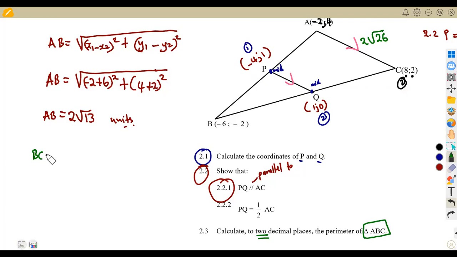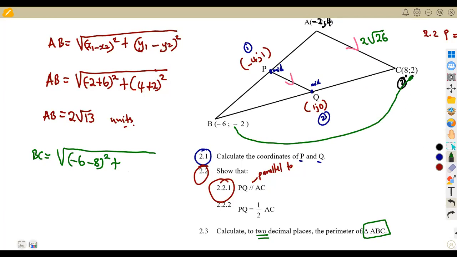So this is BC. I'm not going to write out the formula already. We have our formula x1 minus x2. So on BC, we're going to subtract the x values together: minus 6 minus 8 squared, plus the y values, minus 2 minus 2 squared. Okay, so this gives us the length of BC.